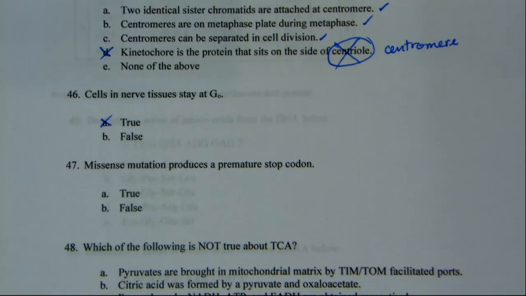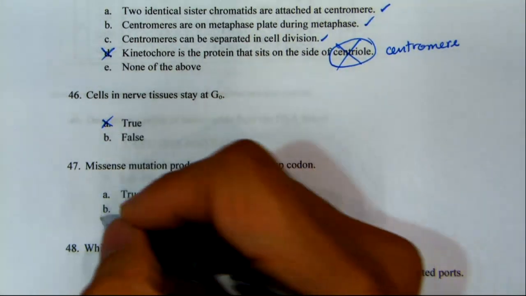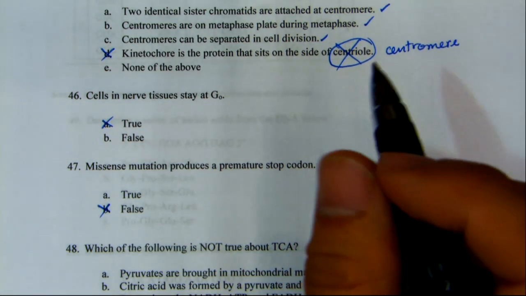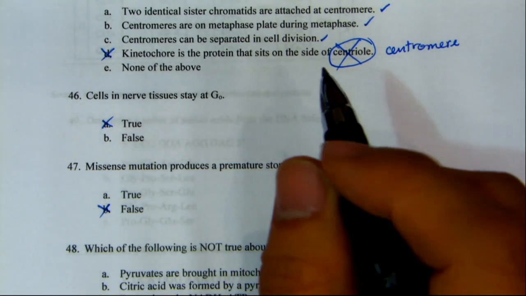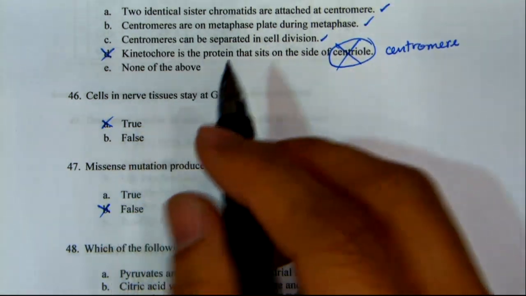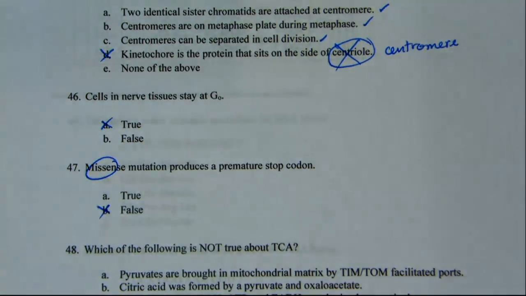Missense mutation produces a premature stop codon. Is that correct? Yes or no? False. Why is it false? It's nonsense. Nonsense mutation, I didn't say it's nonsense. Okay. So this one is nonsense.